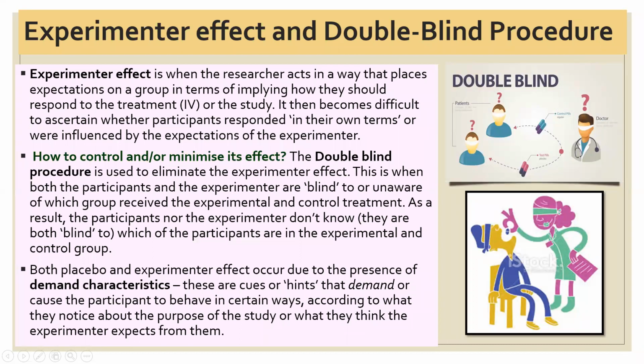Okay, so basically a double-blind procedure is when the experimenter and the participants are both blind as to who is getting the experimental treatment or who's getting the IV. This can help because it can stop the experimenter from knowing who is the experimental group and who's the control group, so he can't place his expectations on them.